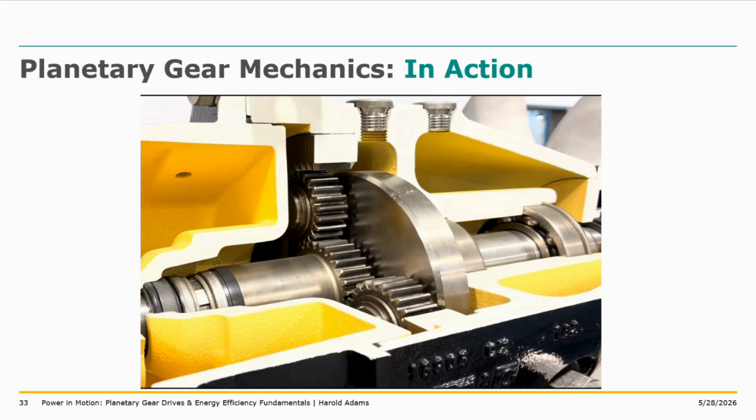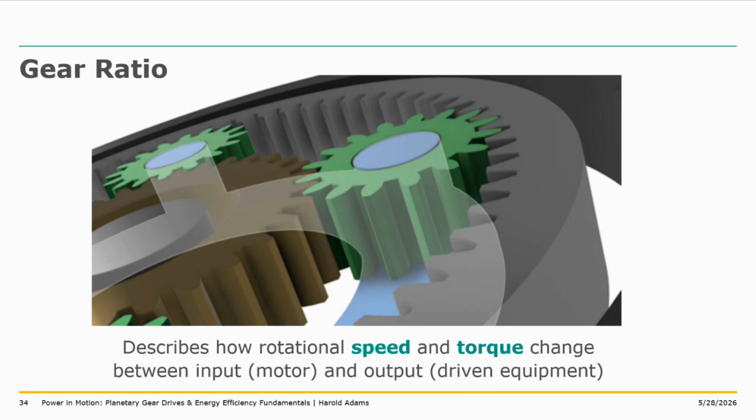Now, one observation to note is the gearing ratio. So here we have a particular speed input, and then our output, due to the gearing system, is significantly reduced. Gear ratio, a brief recap, describes how rotational speed and torque change between 1, the motor input, and 2, the output, i.e. the driven equipment.